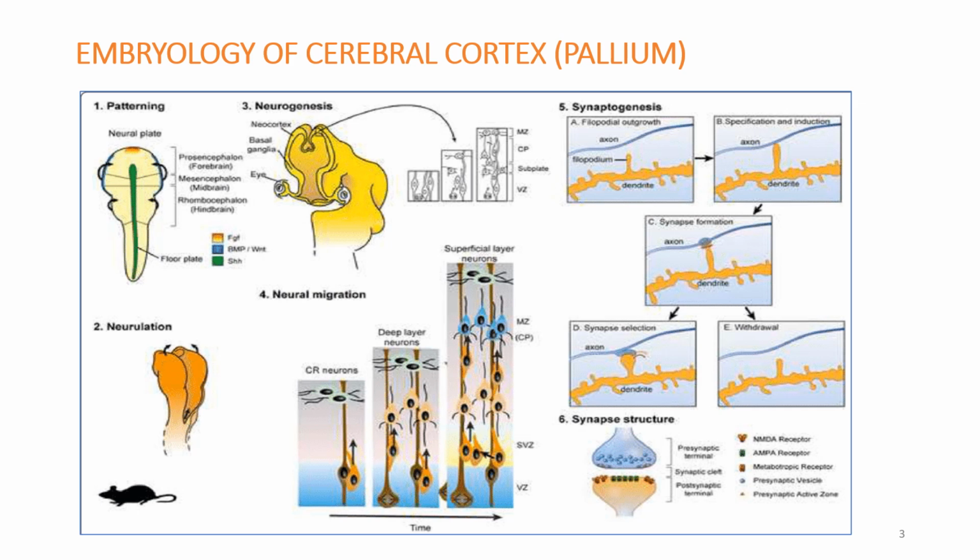See the embryology of the cerebral cortex or pallium. The first step is the patterning. Second step is the neurulation. Third step is the neurogenesis. Fourth step is neural migration. And the fifth step is the synaptogenesis. And sixth step is the synapse structure formation and its stabilization.